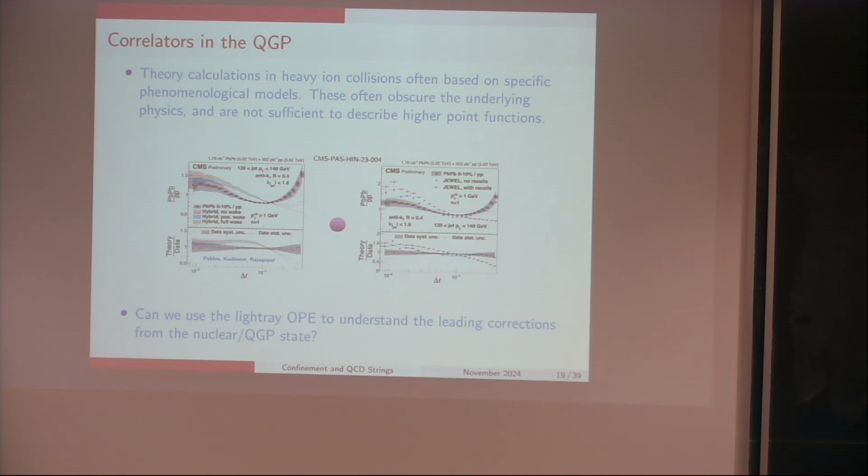Okay, so one of the typical problems with heavy ion phenomenology is that these theory calculations are based on a variety of different models, which often obscure the underlying physics, and they're often just typically wrong. For example, the exact details of the models don't matter, but this is a comparison of the data with some predictions using different models. As you can see, they're not very good.